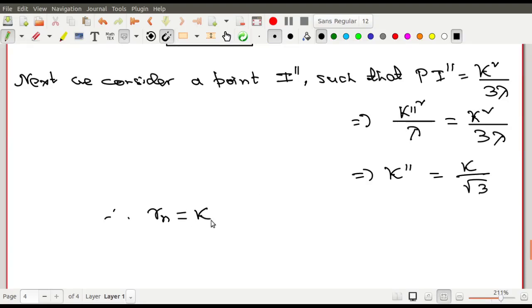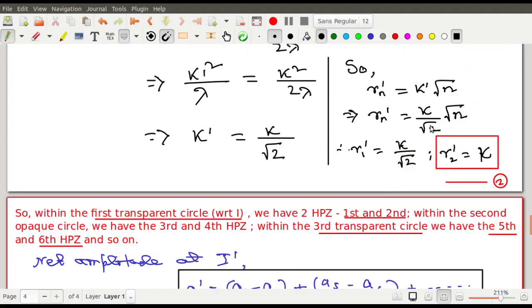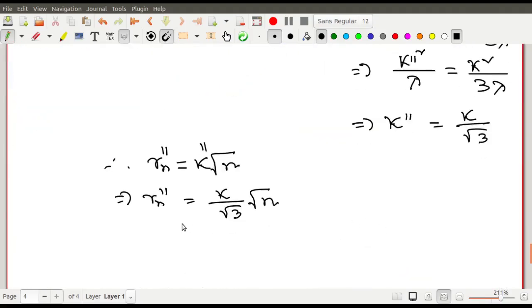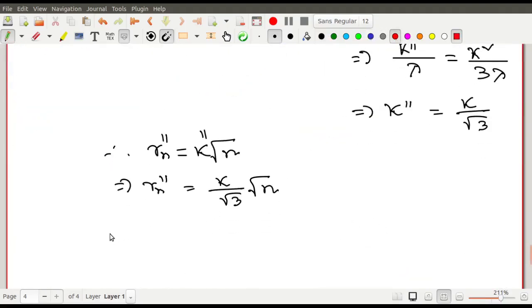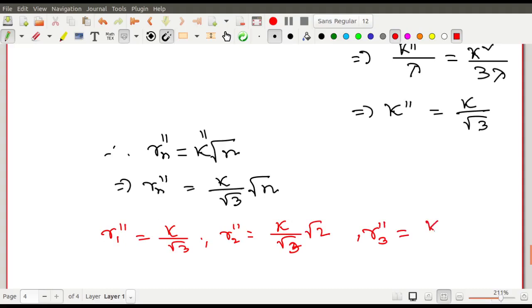is equal to k root over n. We know it. This one is Rn double dashed, so here I have Rn double dashed. So this is k by root over 3 multiplied by root over n. That's the relation that I have. So here you can see how many will be there at the value of k. I can write that R1 double dashed is equal to k by root 3. R2 double dashed is equal to k by root 3 into root 2. And then finally I have R3 double dashed. That one comes out to be only k.